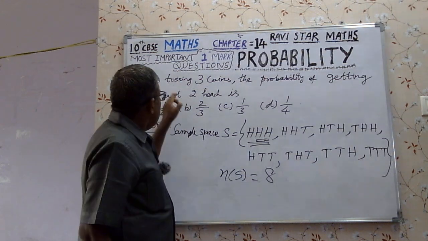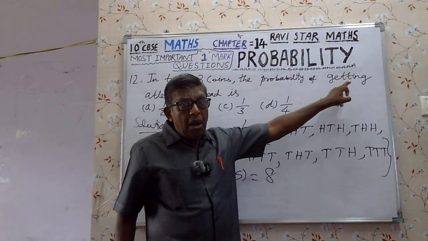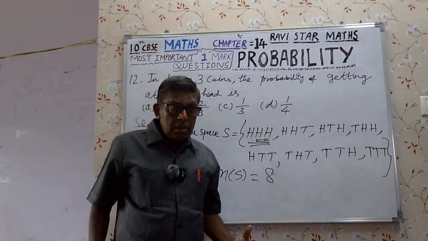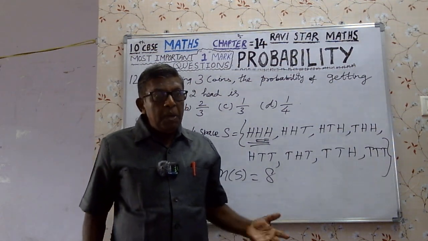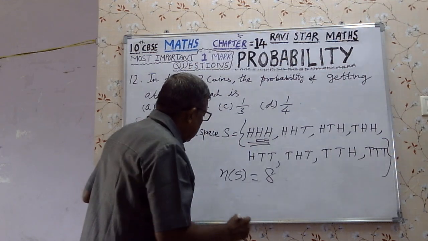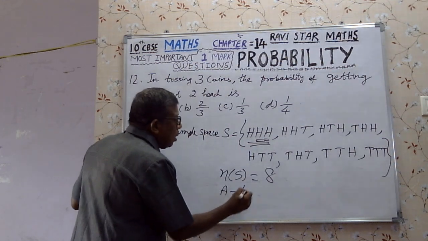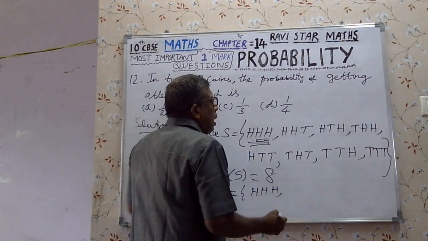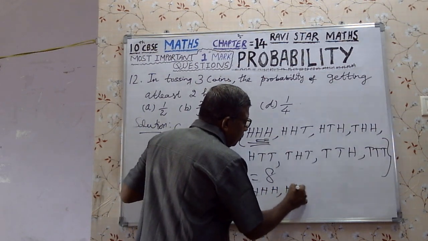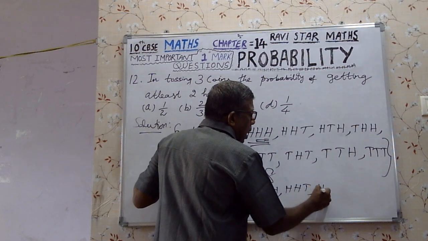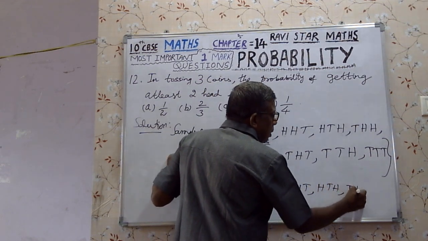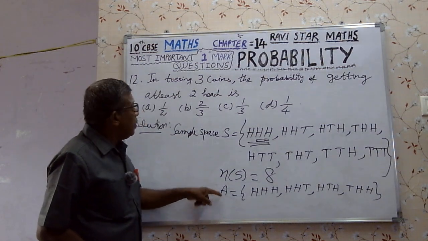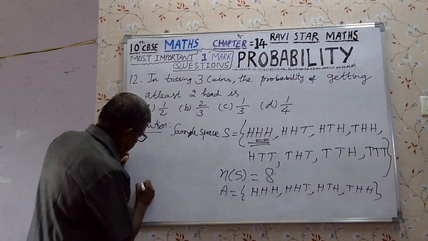What is the question? In tossing 3 coins, the probability of getting at least 2 heads. At least means you can write 3 heads also. That is set A equal to 3H and 2H also: HHT, HTH, THH. What is the set A? Set A denotes at least 2 heads.